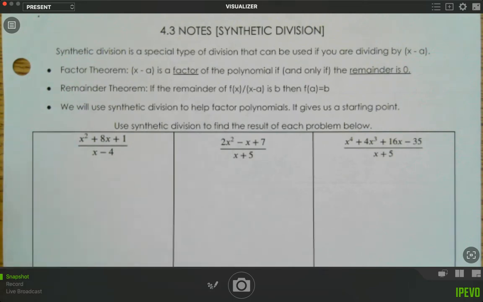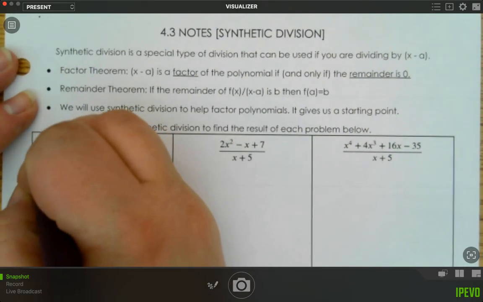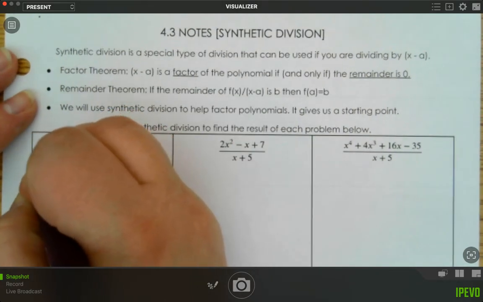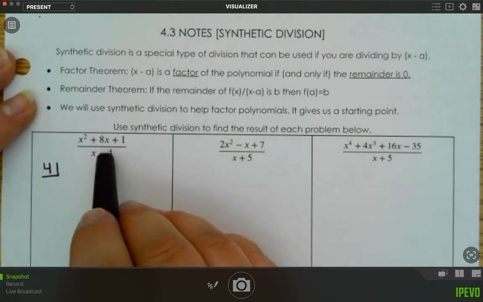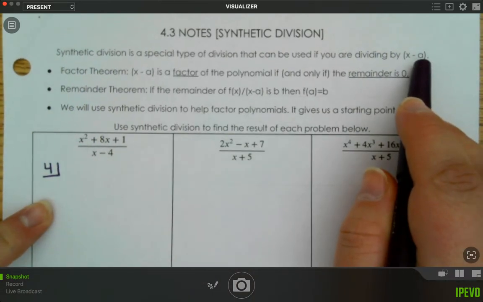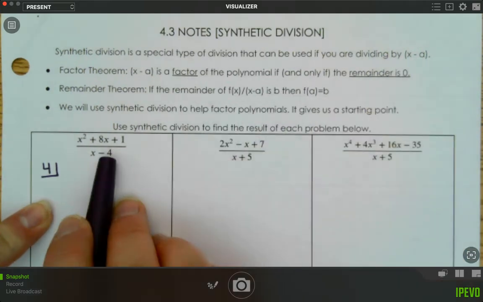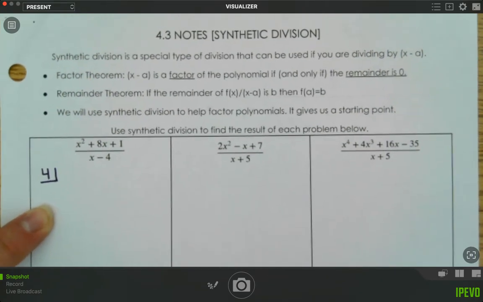So what you're going to do for synthetic division is you're going to put the value of a in the corner with a little box around it like this. Now, you might be like, that's a -4 though, Mrs. McFadden. It is, but see how it's x minus a? That means that a is the opposite of this number, okay?